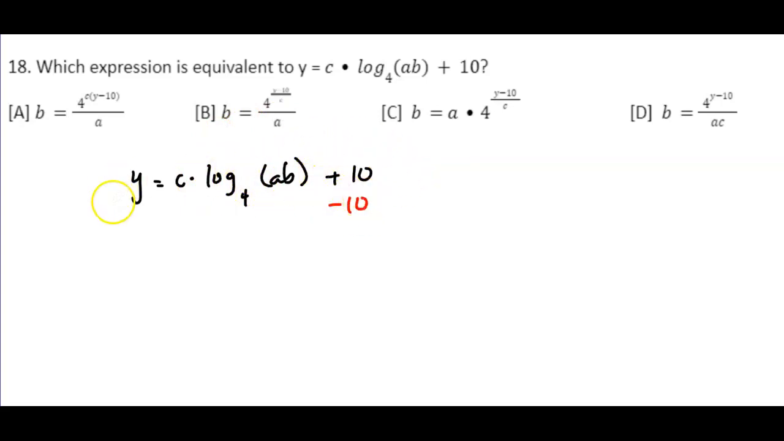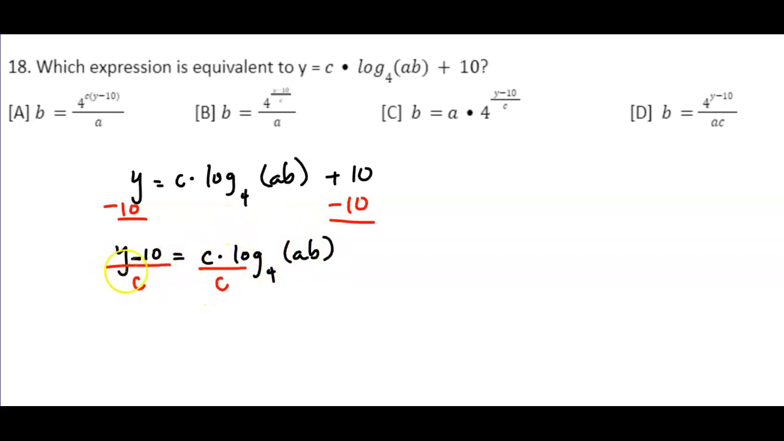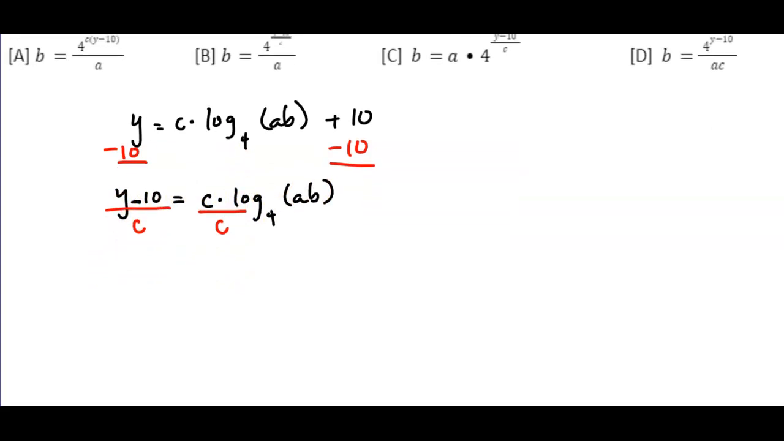So I'm going to subtract 10 first. Always move by addition or subtraction first. That gives me y minus 10 equals c times log base 4 of AB. Now I need to move that c. The c is being multiplied by that log, so we're going to divide the entire side by c on both sides. So now I've got y minus 10 over c equals log base 4 of AB.